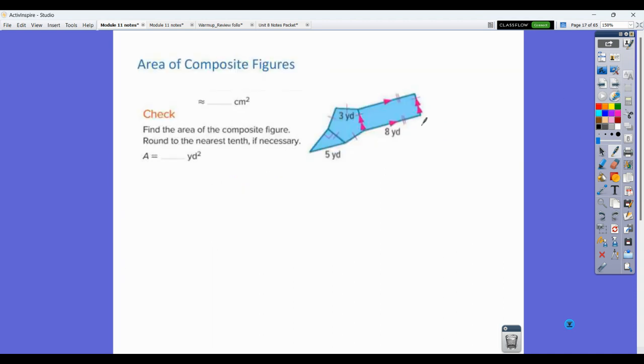If we switch over to the next page, there's a composite figure. Composite figures at the top of the page, they talk about them, but really it's just that we're going to have a big figure and we're going to break it down into smaller figures.